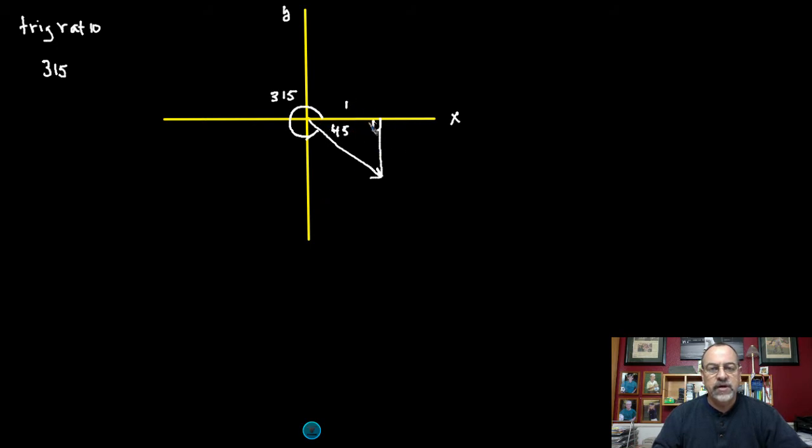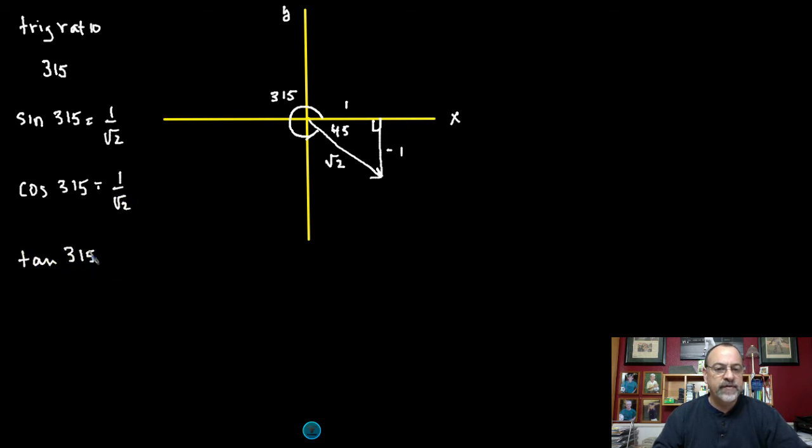And because it's a 45 degree angle, this is a 45-45-90 triangle. Therefore, if I make this 1 and this -1, because the y value is negative, then I know this is radical 2. I can write all of my trig ratios based upon what I know about the 45-45-90. So the sine of this 315 degree angle is going to be 1 over square root of 2. The cosine of this 315 degree angle is 1 over the square root of 2. And the tangent of this 315 degree angle is -1 over 1, which is -1.